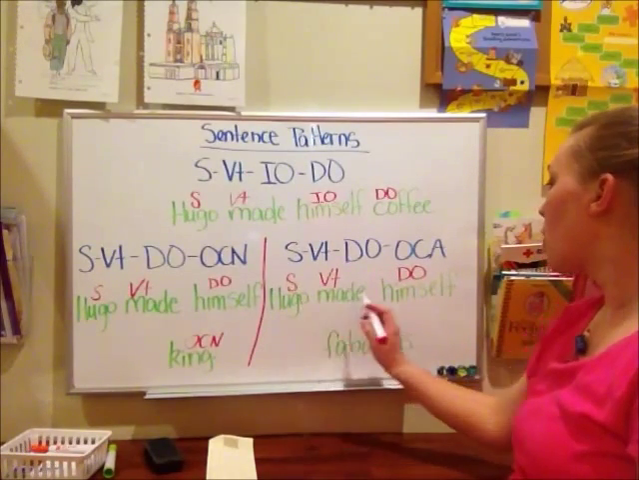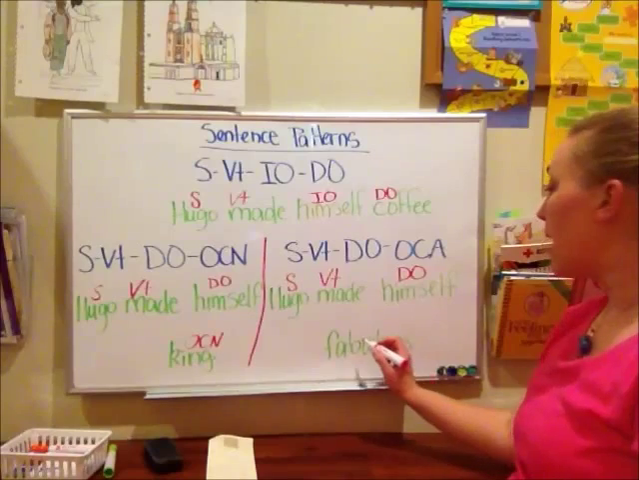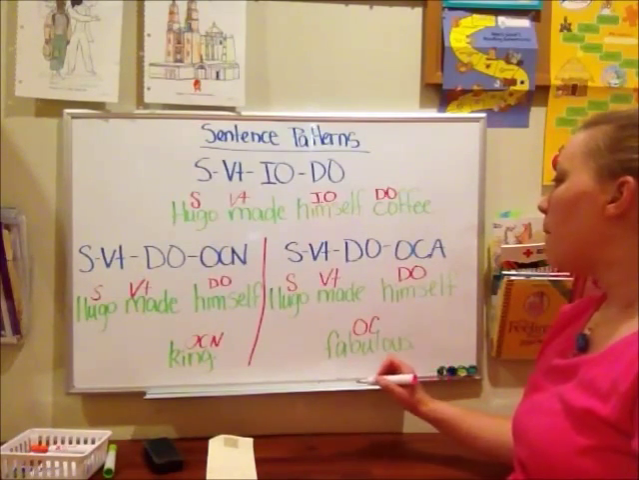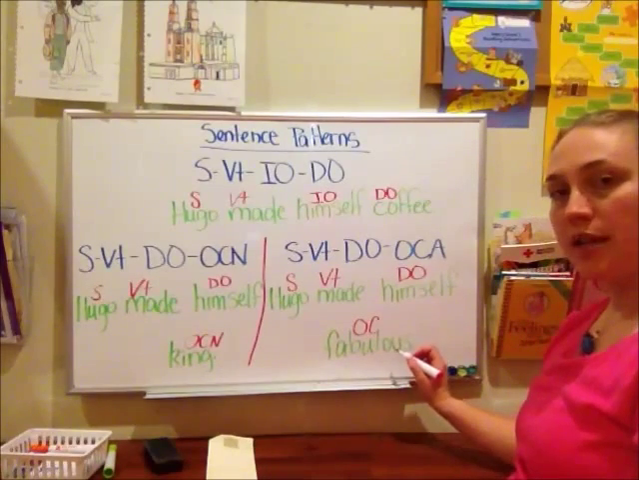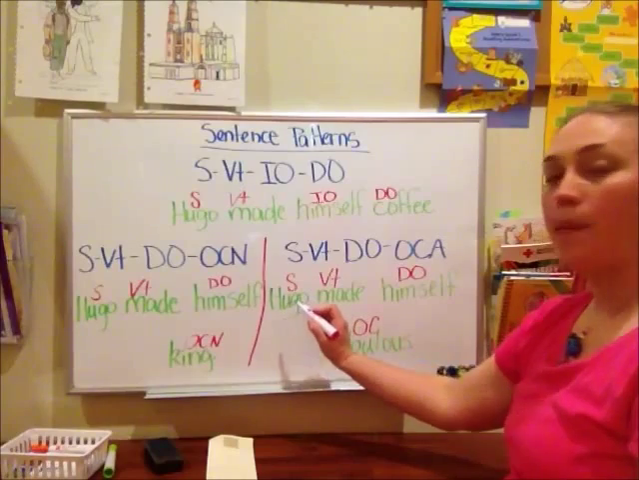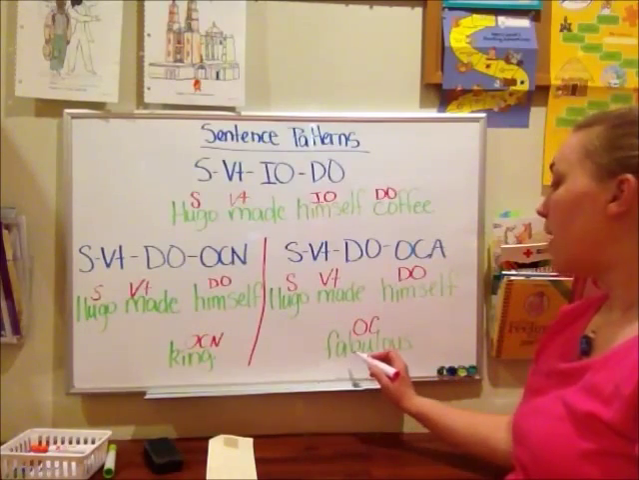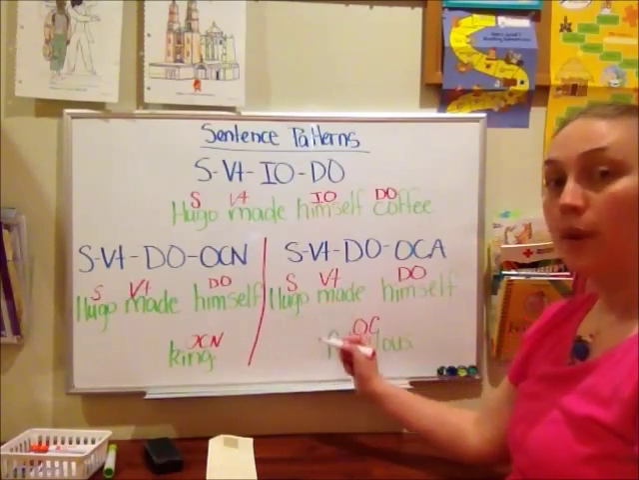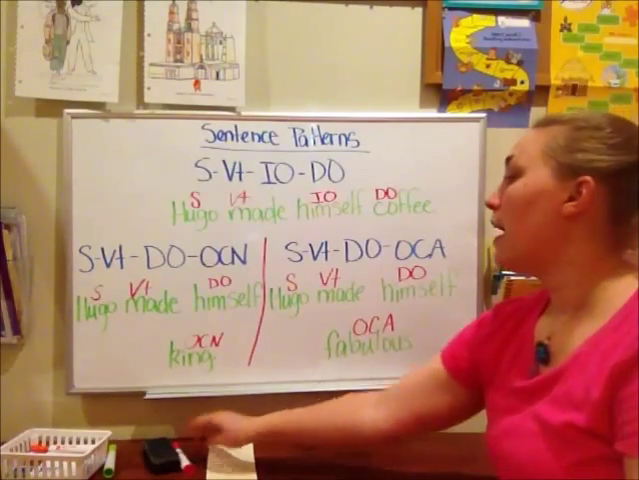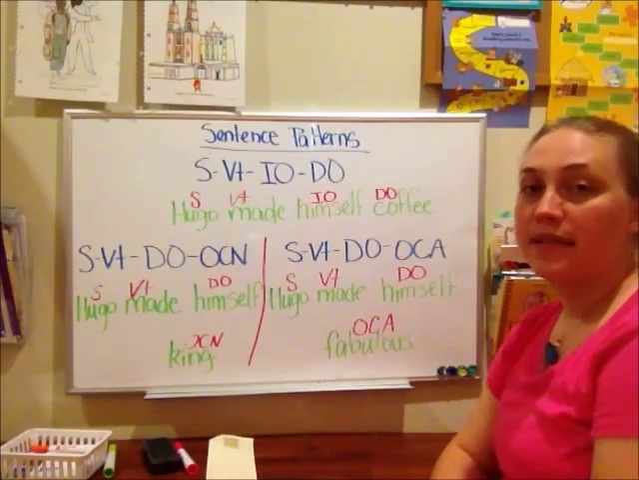Okay, so Hugo made himself what? He made himself fabulous. Now we're going to mark it object complement, but we don't know if it's a noun or an adjective until we decide, does fabulous describe or replace Hugo? Fabulous describes, so it's an adjective. So we're going to mark this as object complement adjective. And that goes through all 7 sentence patterns.